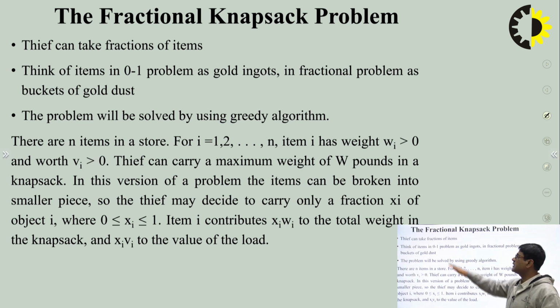The first problem, think of item in G1 problem is like that, but we are here discussing the particular fraction problem. Now the problem will be solved by using greedy algorithm. We have a knapsack with some capacity, we have items with weights, and we have profits associated with those items. We have to select the items with greatest profit to fill the knapsack. That is the fractional knapsack problem, and only one particular flexibility is there: you can take a fraction of an item also.